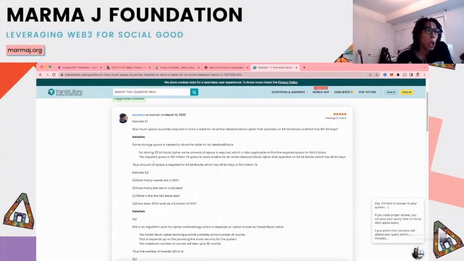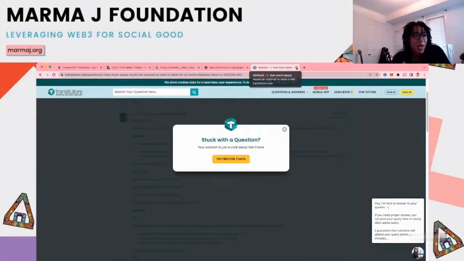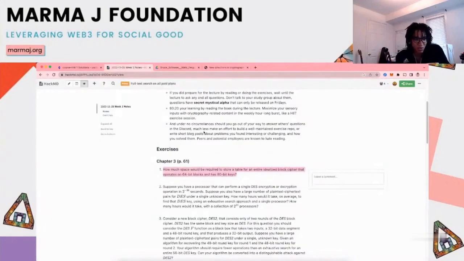But okay, as an example, this one actually tries to give an answer to the solution. I'm just quickly trying to showcase how someone came to it. So, first, storing a 32-bit block cipher requires some amount of space, which is also applicable to find the required space for this. That doesn't make sense so far. Let's keep going. The required space is 150 million terabytes to store a table for an entire idealized block cipher that contains 64-bit blocks. See, they didn't actually. The most required for 64-bit blocks, which has 80-bit keys, is 100 million terabytes. Yeah, in my opinion, I don't like how it's just kind of simple math. There's no written out answer.